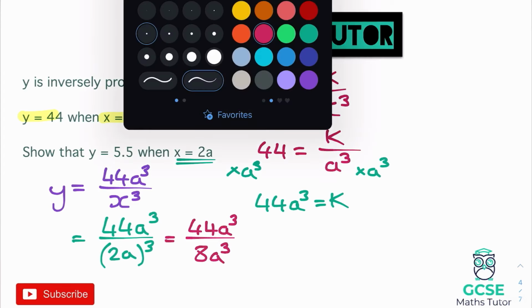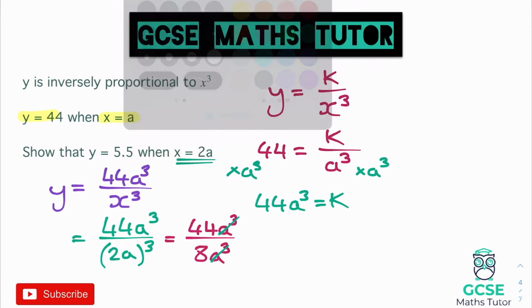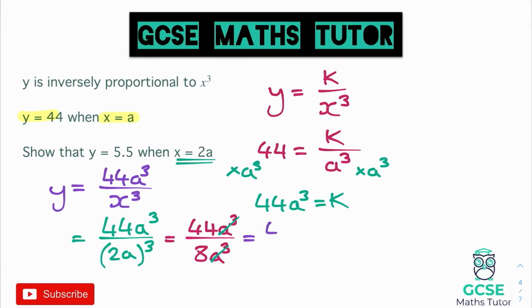Having a look on the top and the bottom, we have an a cubed on the top and the bottom, so those can cancel each other out. We'll just be left with 44 over 8. Again, we can simplify that down. Maybe we could divide the top and bottom by 4. That would be 11 over 2, and 11 over 2 is equal to 5.5.